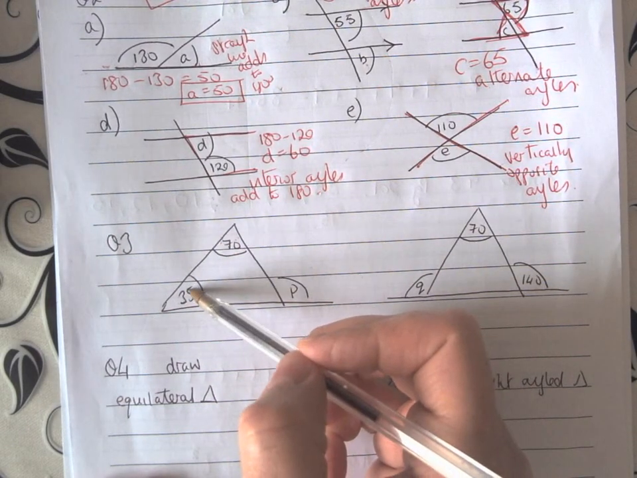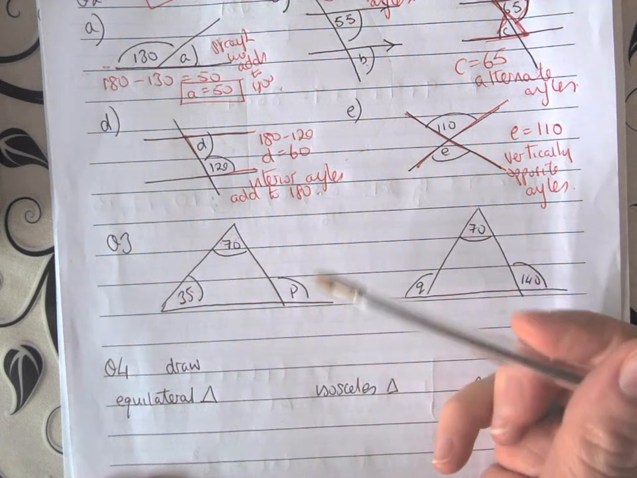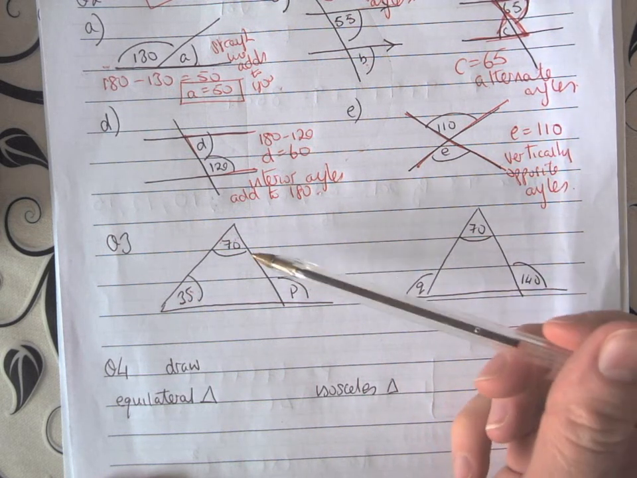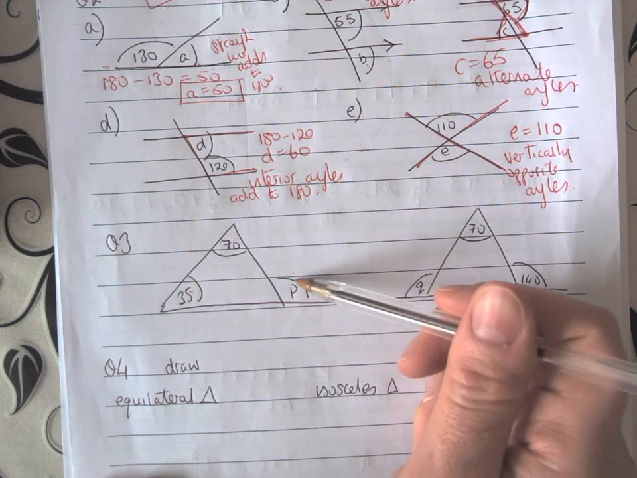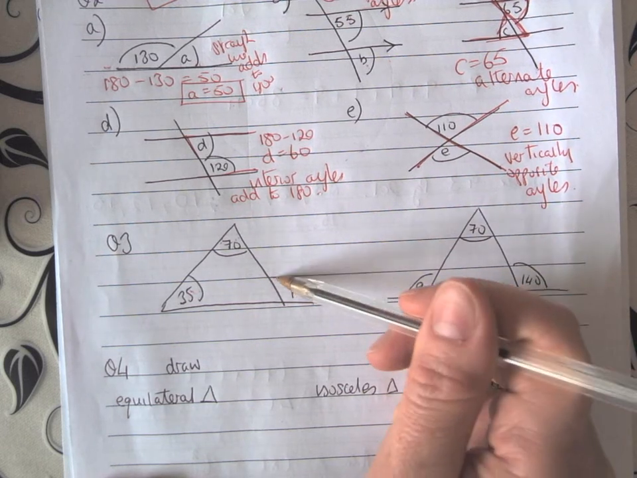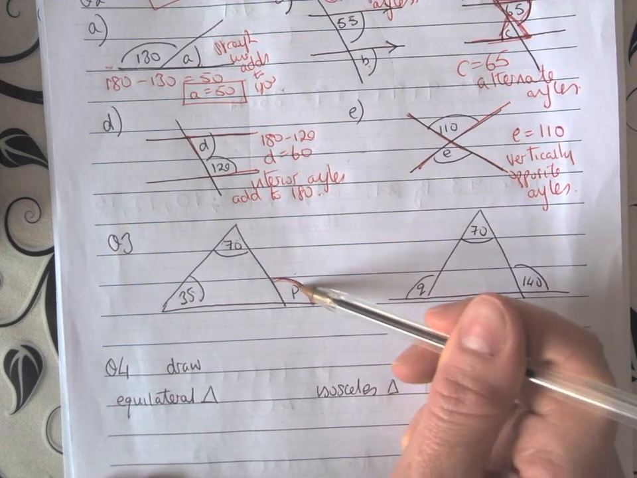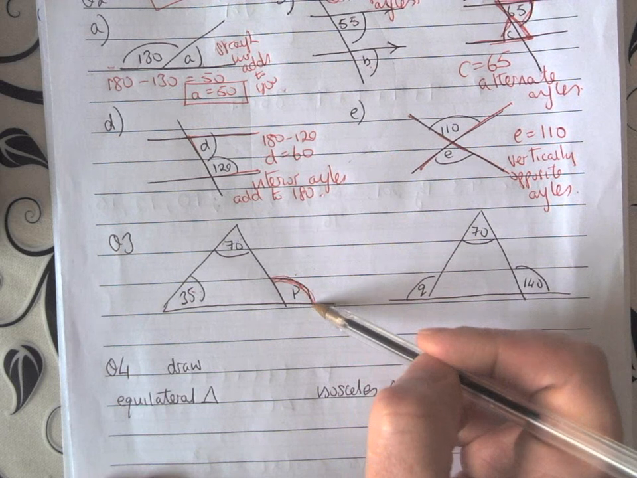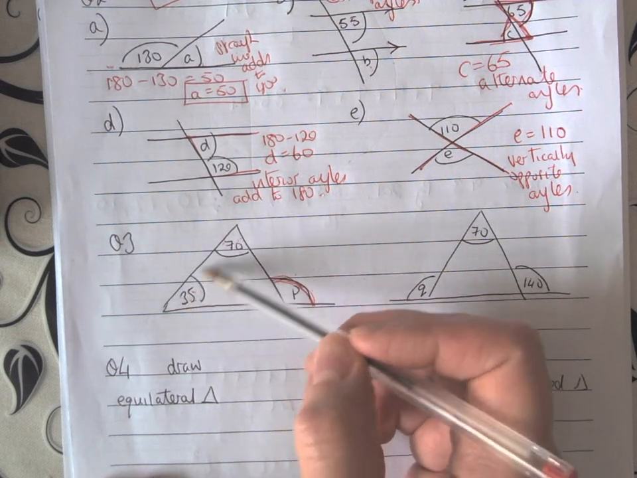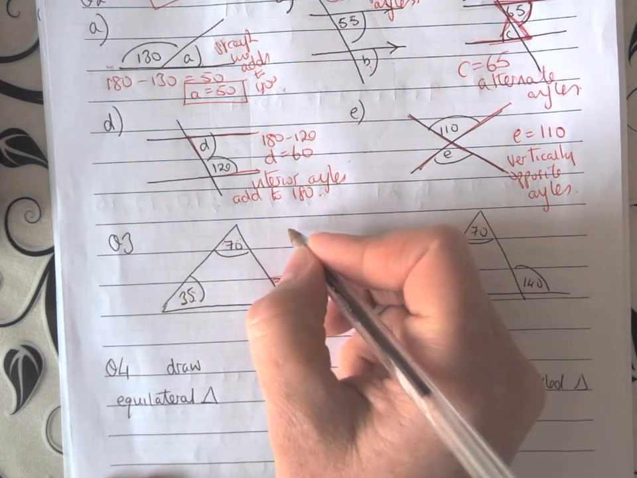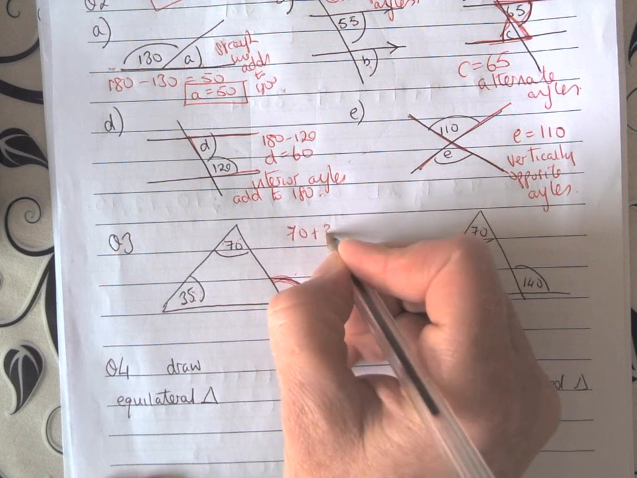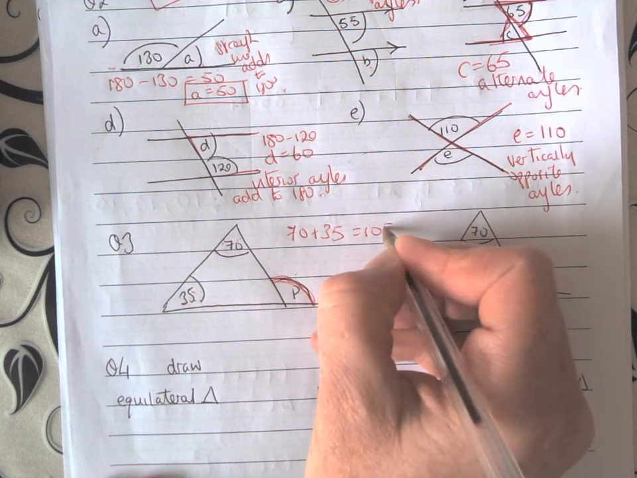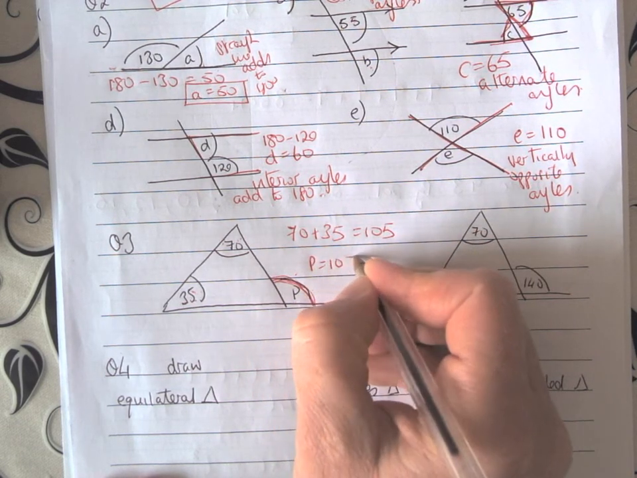This is a bit from the other chapter, but it's no harm, go over it anyway. So we have, this is called an exterior angle, it's outside the triangle. An exterior angle is equal to the sum of the opposite two interior angles. So if I add 70 and 35, I get 105, and P is equal to 105.